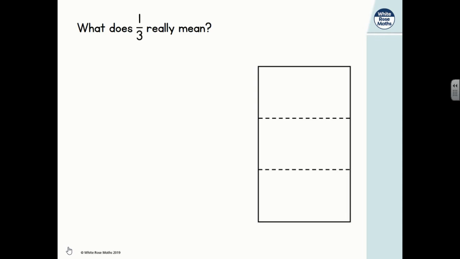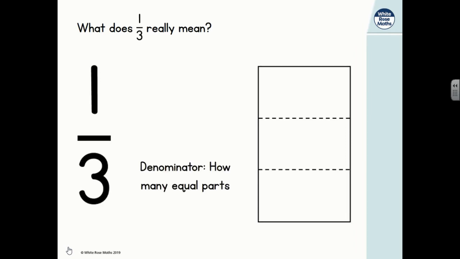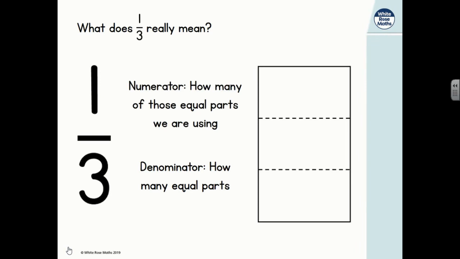And here I've got a rectangle, that's the whole. And then, when I see this fraction, I think about the denominator first. So the denominator tells me how many equal parts. And here I've got 3 equal parts. And after that, I think about the numerator. And the numerator tells me how many of those parts we are using. So in this example, we're using 1 of those equal parts.